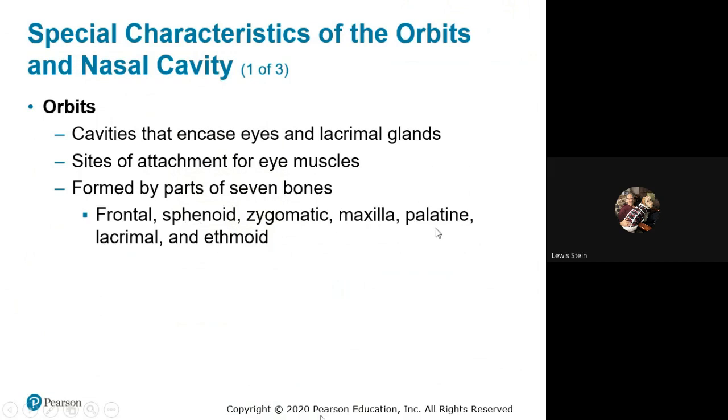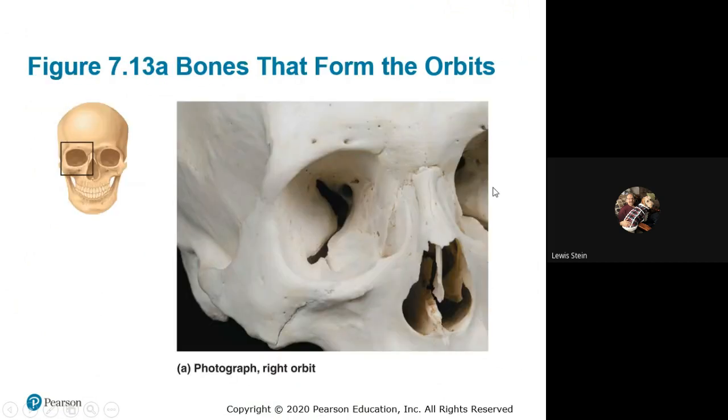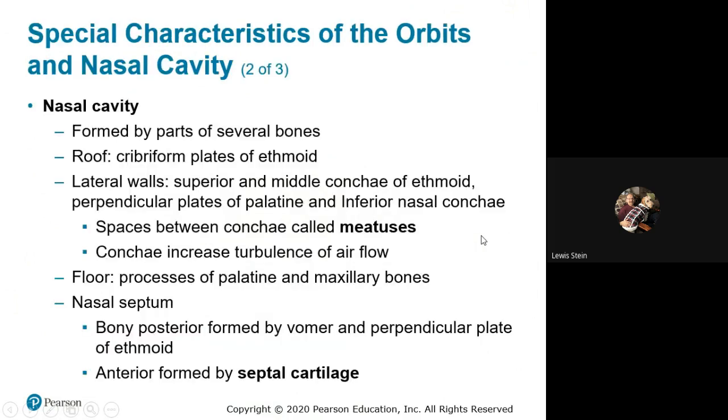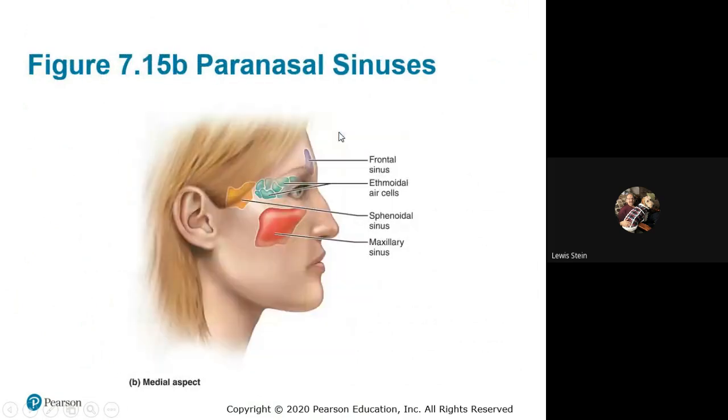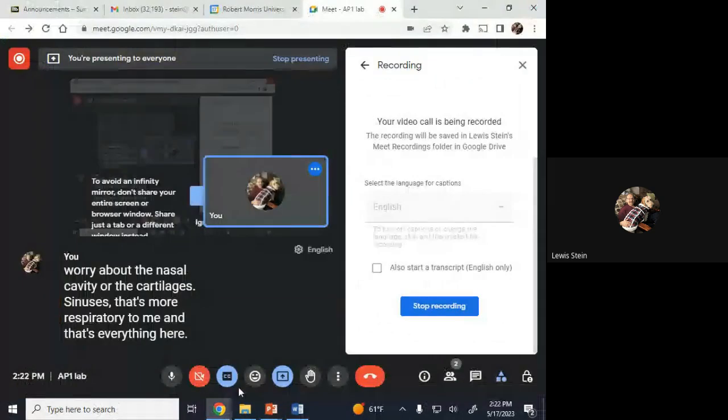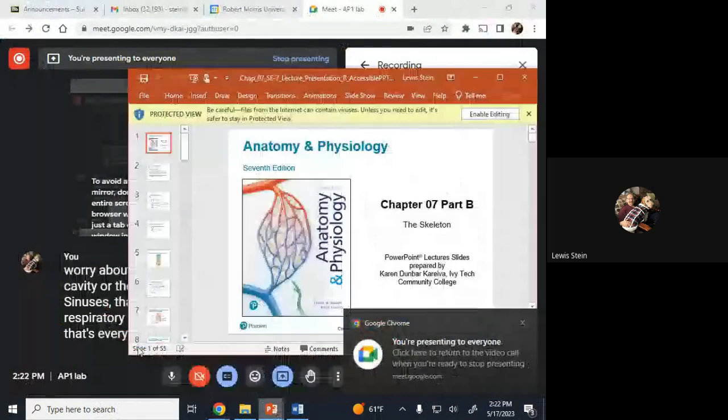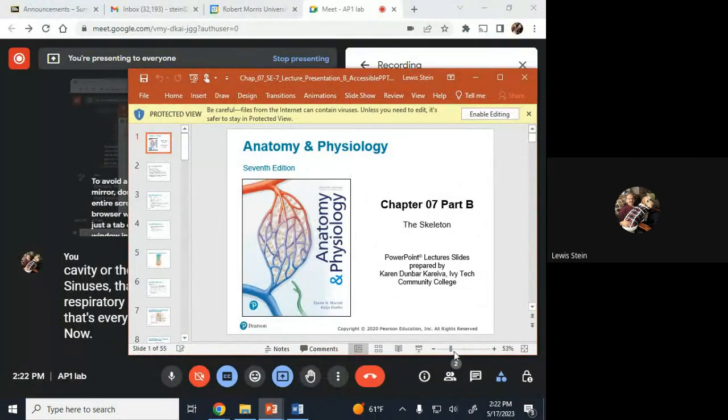Okay, and the orbits themselves, those are the 7 bones. You should know those: frontal, sphenoid, zygomatic, maxilla, palatine, lacrimal, ethmoid. Not to worry about the nasal cavity or the cartilages, the sinuses. That's more respiratory to me, and that's everything there.